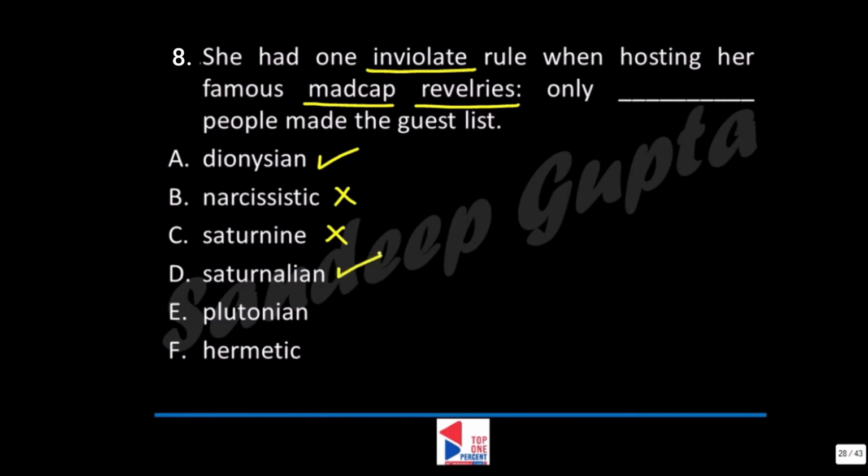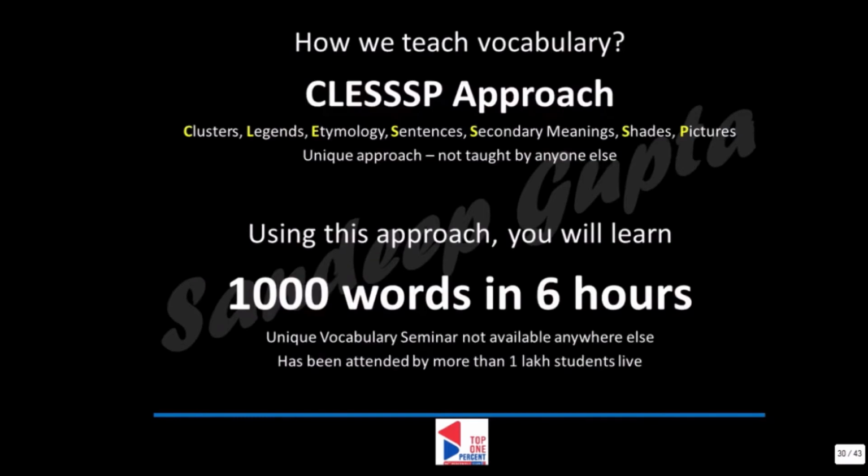Plutonian means like hell, infernal. Inferno means hell, infernal. Definitely not. Hermetic is something that is completely closed and it does not allow outsiders. Hermetically sealed. So this group was hermetically sealed, meaning nobody could enter. Obviously, this will not work.